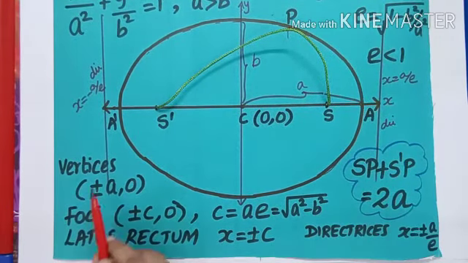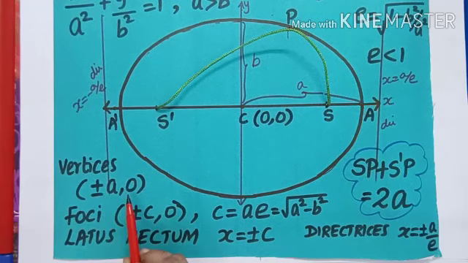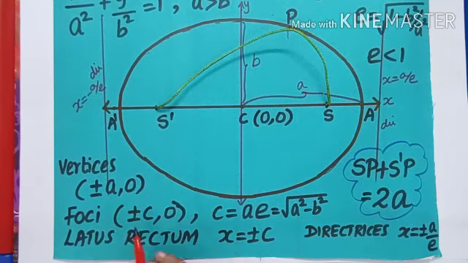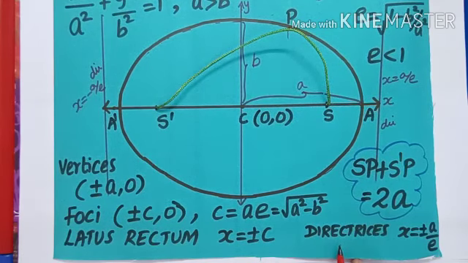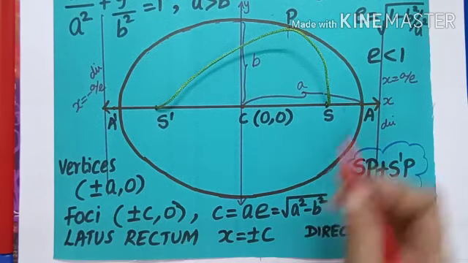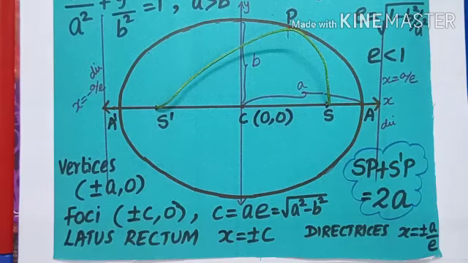So we have vertices plus or minus a comma 0, focus plus or minus c comma 0, where c is equal to root of a square minus b square, and directrices x is equal to plus or minus a by e, and latus rectum x is equal to plus or minus c, because the latus rectum passes through the two foci.